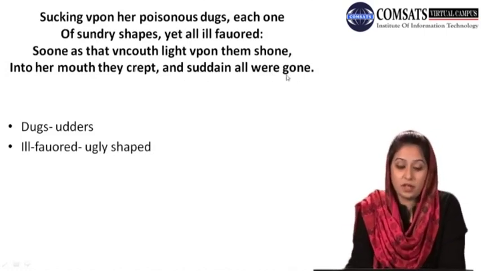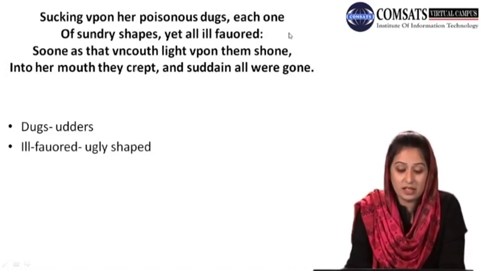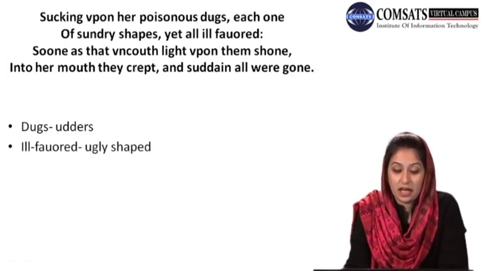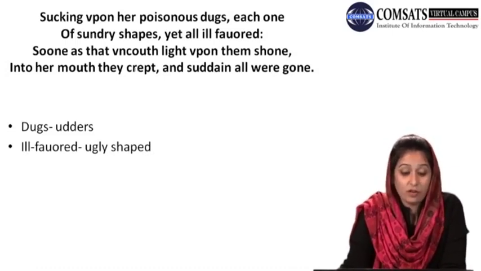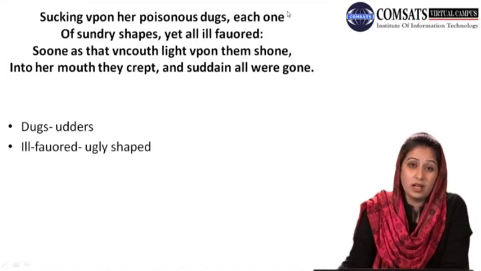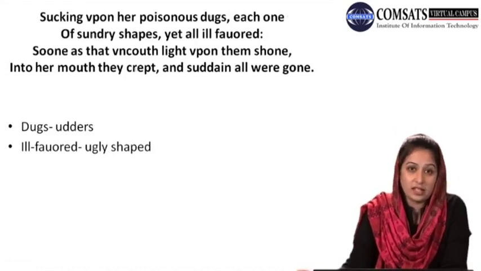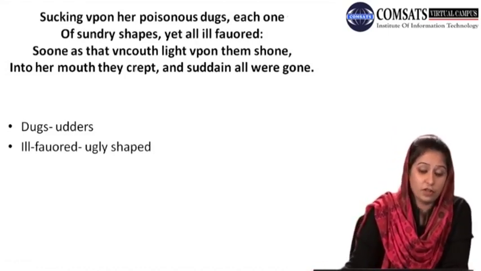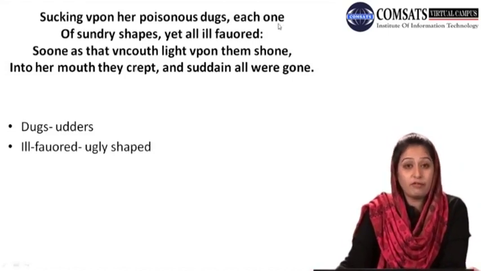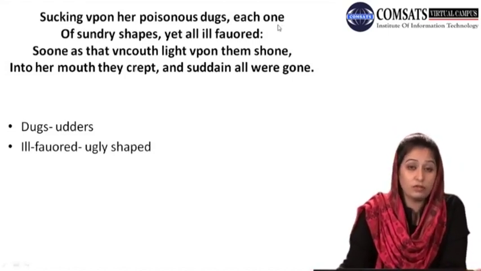So this is the description, that sucking upon her poisonous dugs, they were sucking from her poisonous udders, and each one of sundry. Sundry refers to different types, various. Sundry refers to different shapes. So they were all of different shapes. There were thousands of them in the cave.